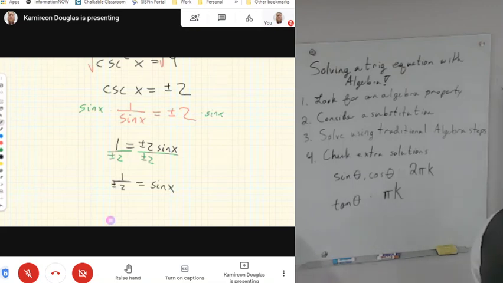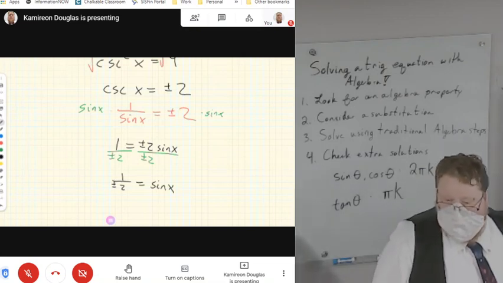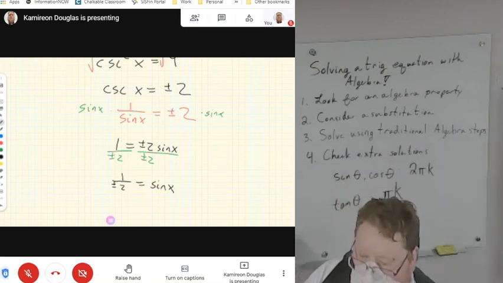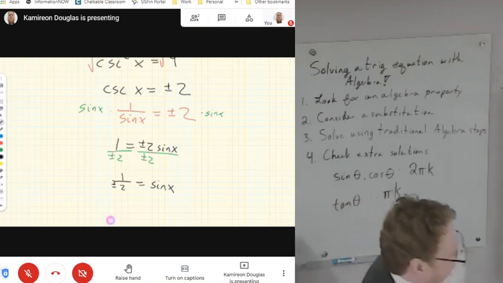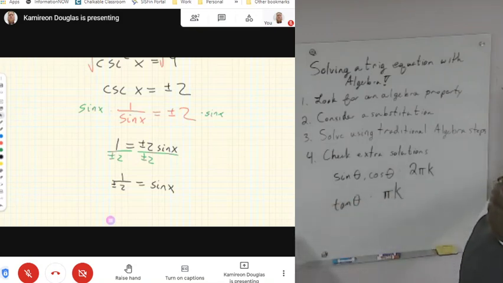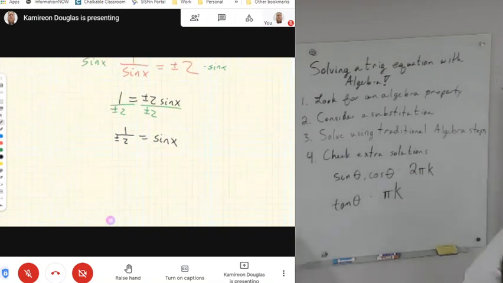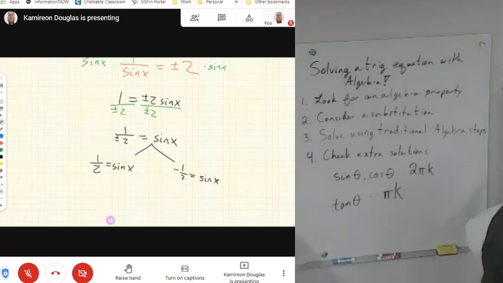Now at this point, don't forget algebraically, a plus minus just means you're going to do the problem twice. Once with a positive number and once with the negative number. So at this point, I'm going to do an algebra step. I'm going to take that plus minus and split this into two problems now. I'm going to have positive 1/2 equals sine of x, and I'm going to have negative 1/2 equals sine of x. I can do that because of the plus minus. The plus minus splits the problem.